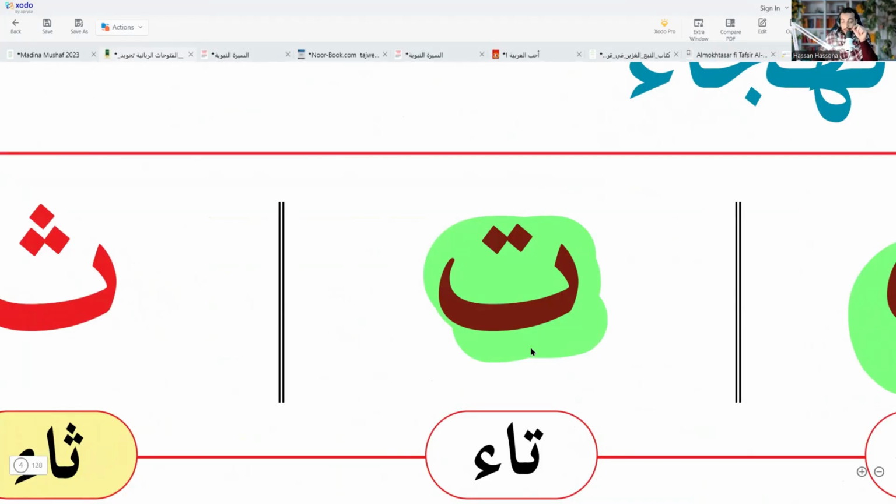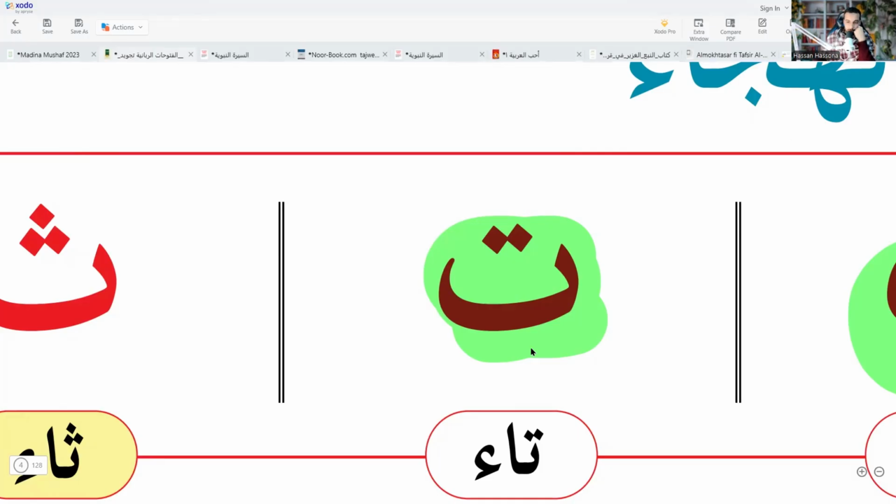This is ta. As you see, it has two dots above the letter, two dots on the top of the letter. Ba, we remember, has only one dot below the letter. So if you forget the name of ta, you see two dots. Two, it's ta. Two dots, so it makes ta. Ta letter. Repeat. Ta, ta, ta.